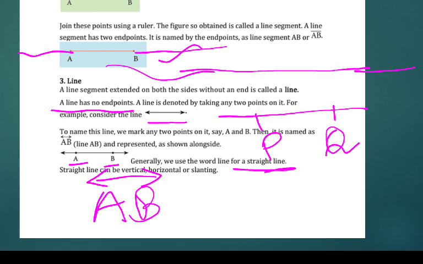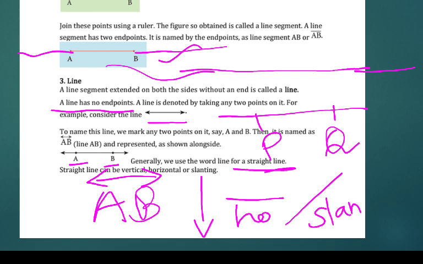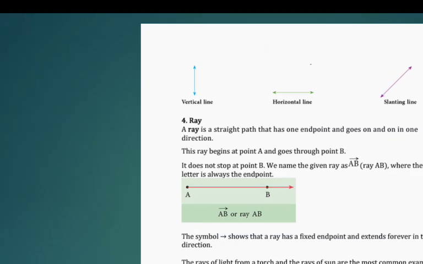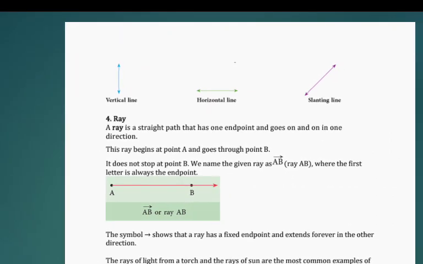A straight line can be a vertical line or a horizontal line. Like this also we can draw the line, like this also, like this also. So depending upon the direction of the line, we name them: this is a vertical line, this is a horizontal line, this is a slanting line. So there are three types of lines here: vertical, horizontal or slanting.